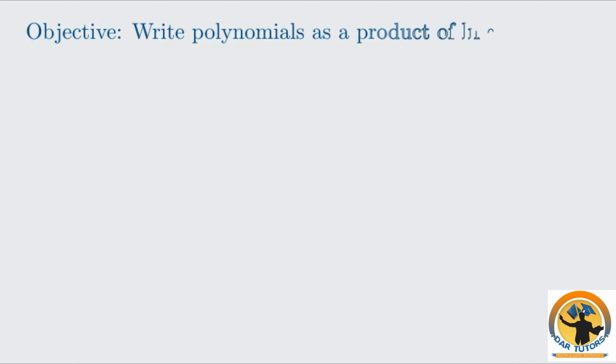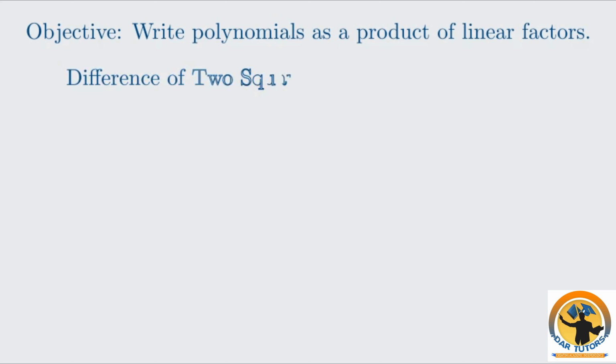Now that we can find complex roots, let's see how to use them to factor polynomials. This is our second objective. We're going to learn how to write polynomials as a product of linear factors, even when the roots are complex. You're familiar with the difference of two squares factorization. The difference of two squares, a squared minus b squared, factors into a plus b times a minus b. This is a powerful tool for factoring.